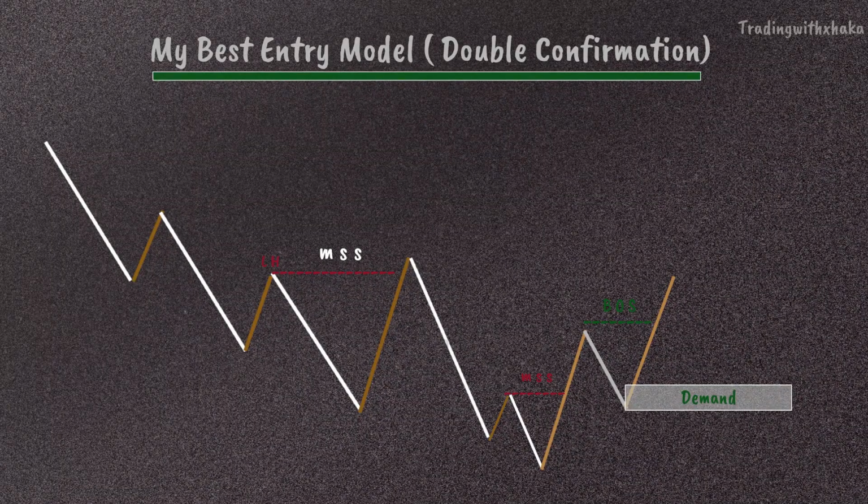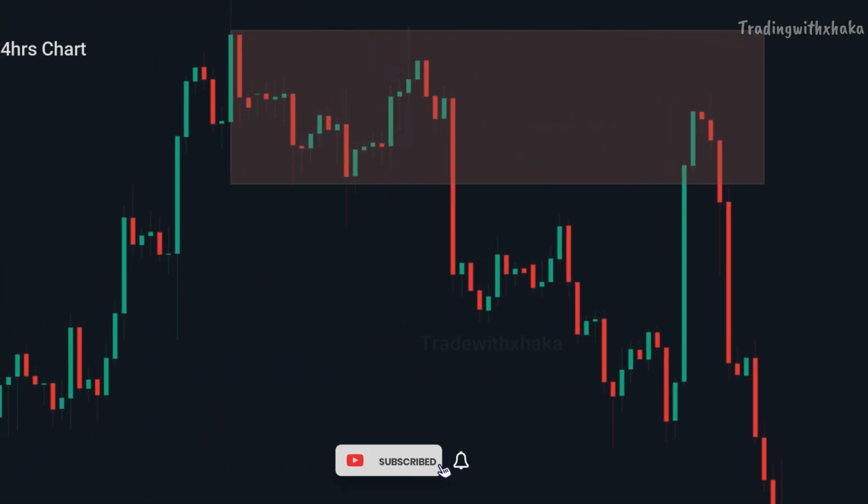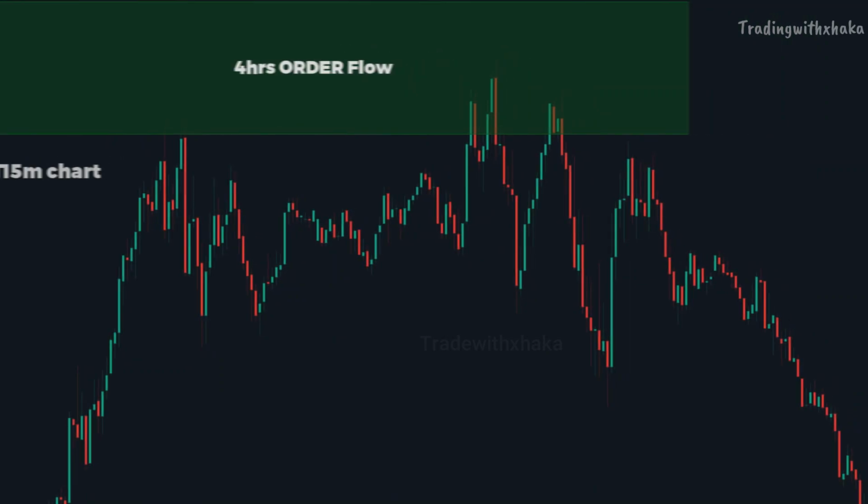Then the new supply and demand level should be respected. Hope this is clear. Now let me explain it with a chart example. Here we have an obvious moving downtrend on the 4 hours chart. If we mark this order flow area, we would have a large zone to trade, so we will zoom into the 15 minutes chart to look for confirmations to enter short positions.